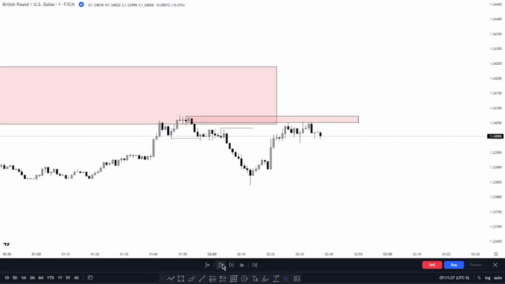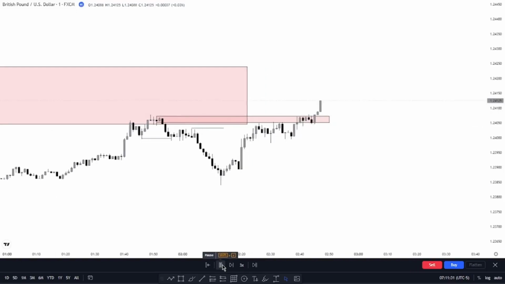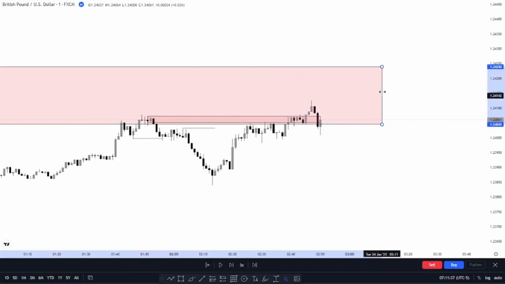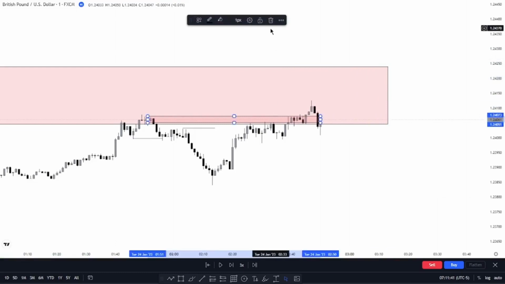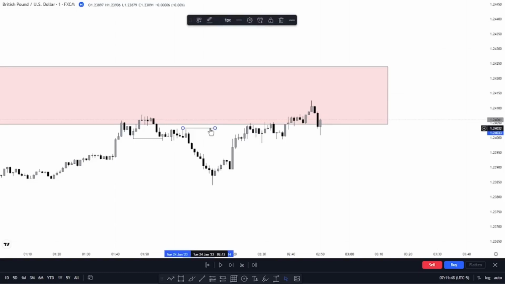But let's see what happened next. So can you see that price took it out? Price took it out completely. All right, so don't make that kind of mistake. I just wanted you to understand that one first of all. Now, so that was null and void. Okay, that was null and void.